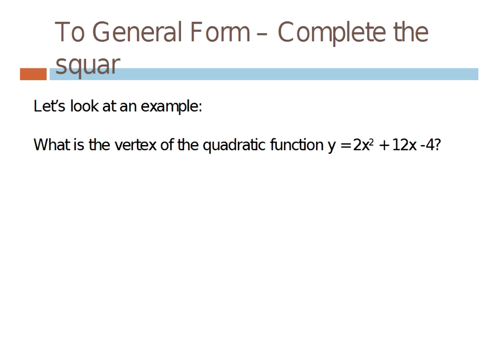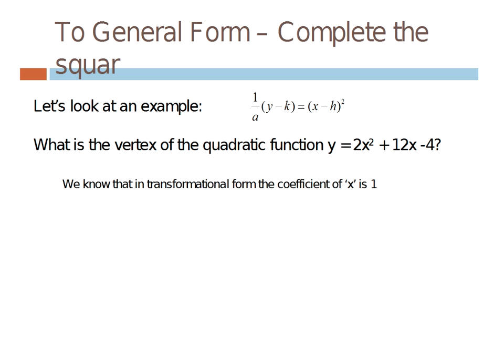So clearly this is in general form, and in order to know the vertex, we need to be able to get it into this form. And so what we can do here is look at the 4 steps to changing this into transformational form. The first thing we recognize here is that the coefficient of x squared is not 1. And so what we'll want to do is make that happen.